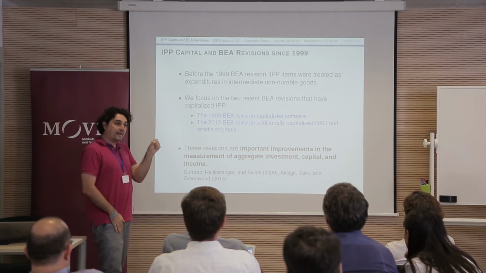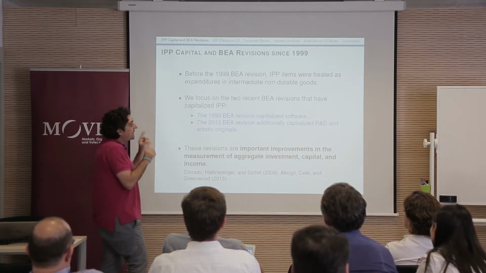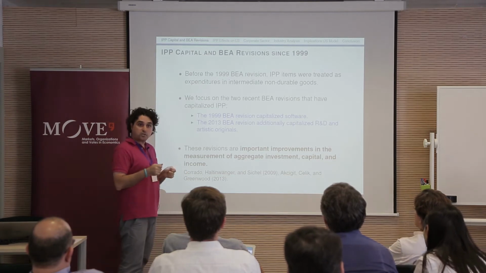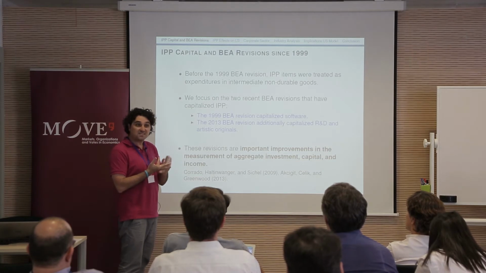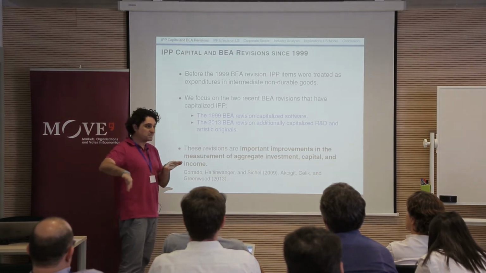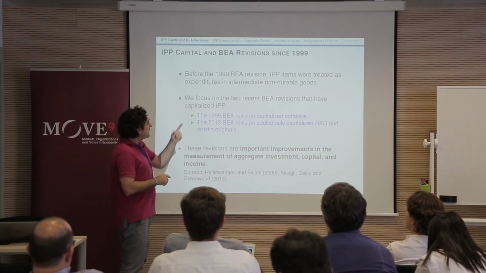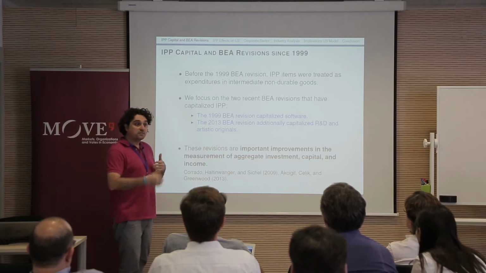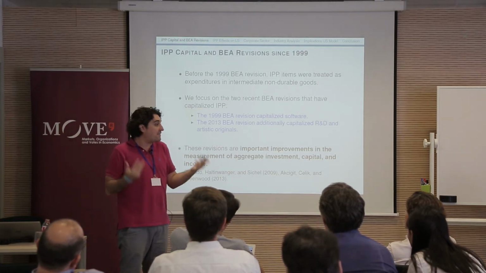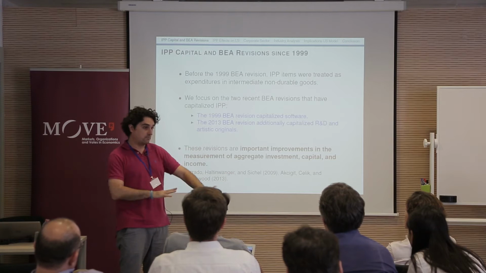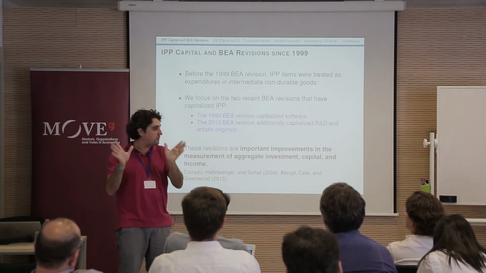Before 1999, that is before software was introduced as capital, all the IPP items, so intellectual property products, this is software, this is R&D, and this is artistic originals. Artistic originals is something we can neglect, but it's basically software and R&D. IPP items were treated as expenditures in intermediate non-durable goods. That means that they don't add value, right? So they wash away, all right? So there is no amount of labor or capital that is attributed to the production of these two.